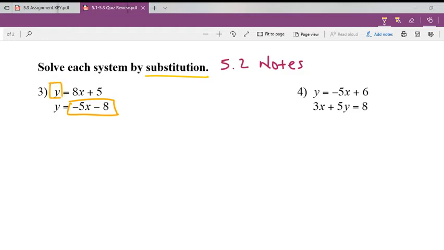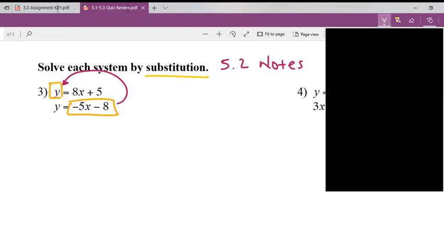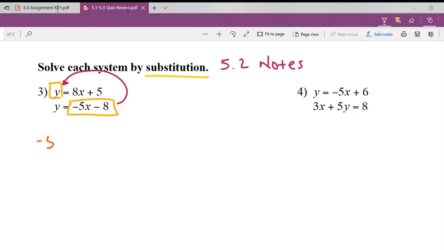Yeah, the very beginning of it. So what we're going to do is we're going to take this and plug it in at the very beginning of the equation. So on that side of the equation, it's no longer going to be y. It is going to be negative 5x minus 8. This y disappears and becomes whatever its value was in the other problem. So negative 5x minus 8. Then on the other side, we just keep that side normal. It's 8x plus 5.